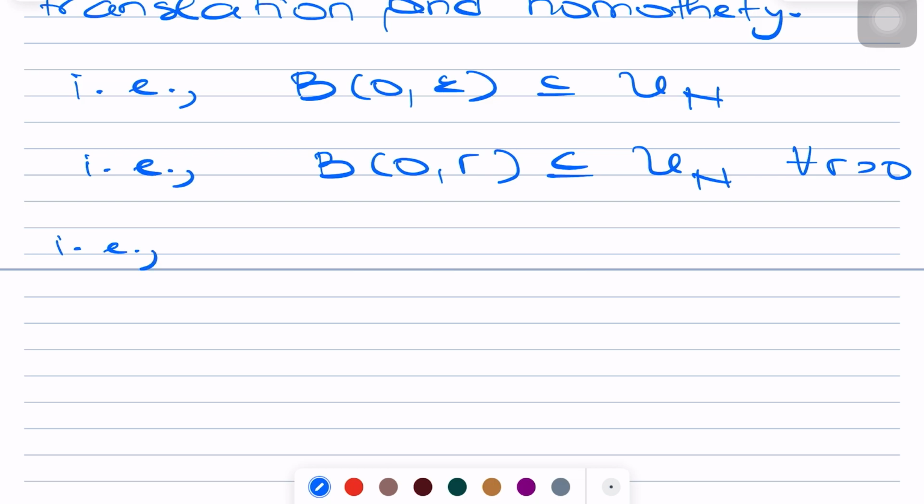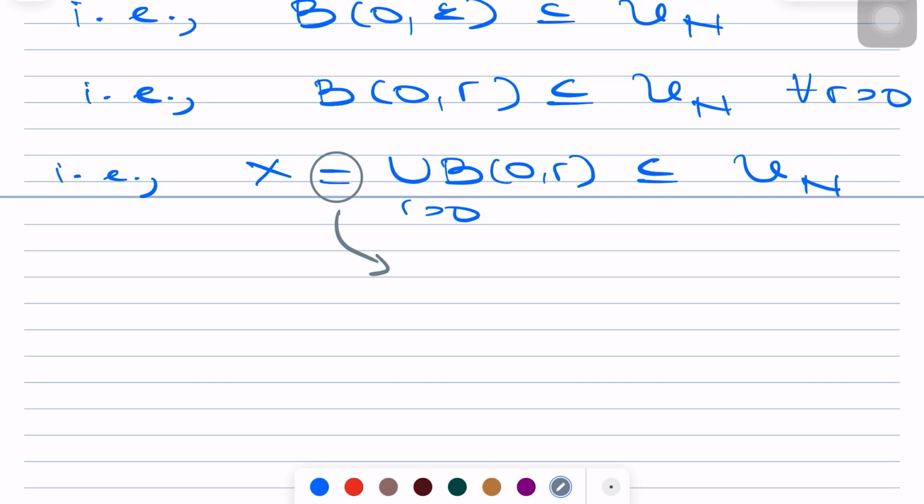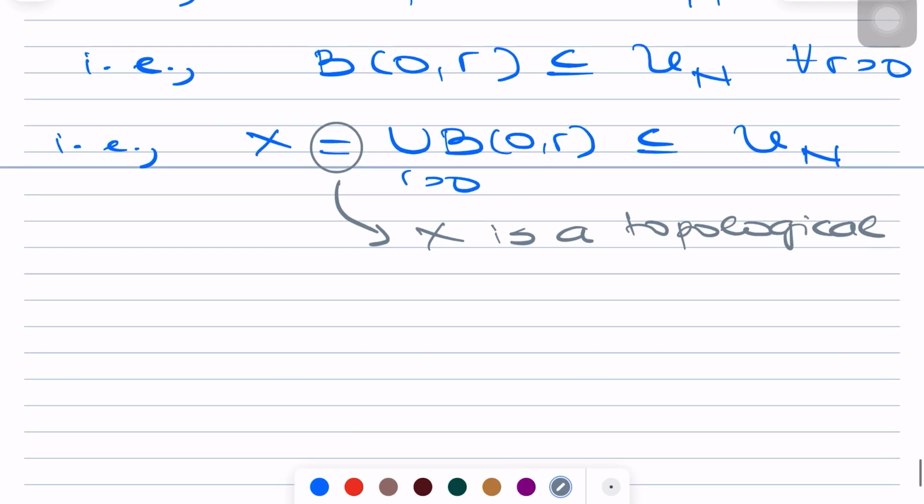So this means X, right, which is equal to the union of the balls, is contained in U_N, right? Well, for those familiar with topology, this equality just follows from the fact that X is a topological vector space. But if you're not familiar with that, that's fine, right? We can always prove that X is actually the union. If you give me any element in X, I can always find a ball around that element that is contained in the ball centered at 0 and radius r. And remember, X is closed and open, so everything is smooth.